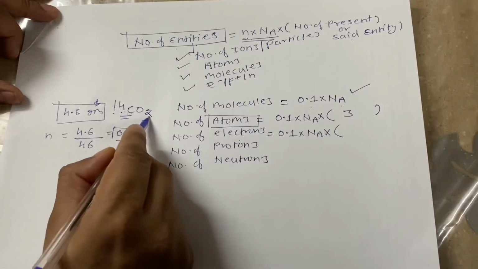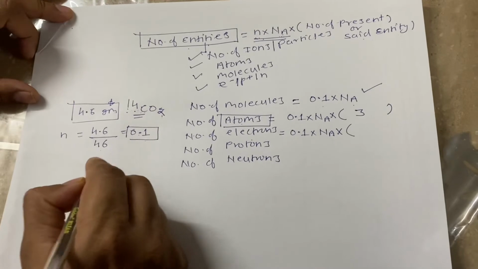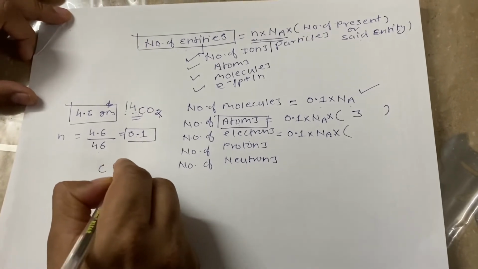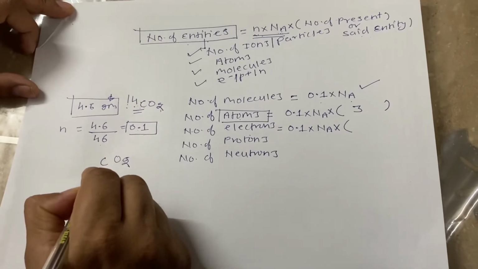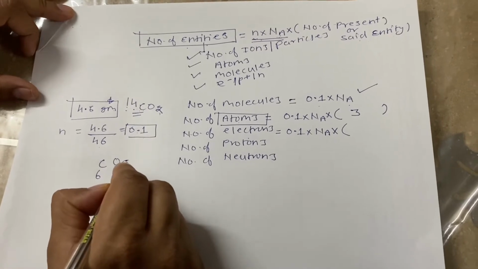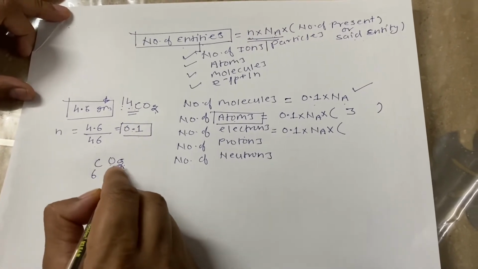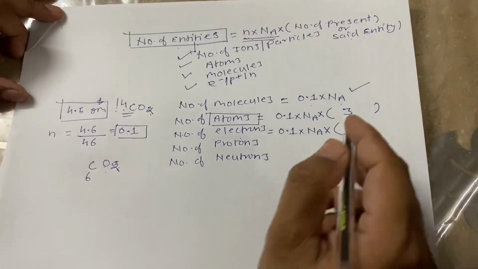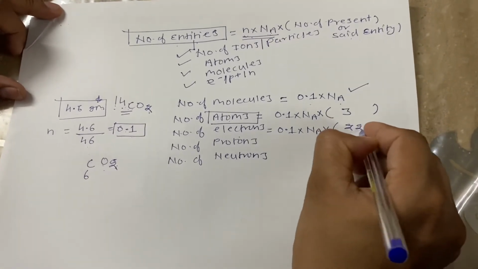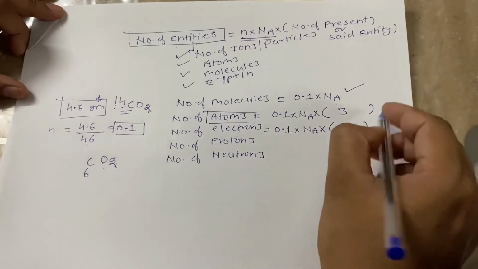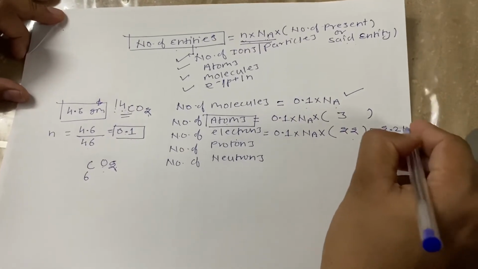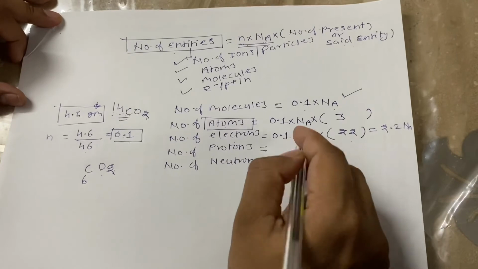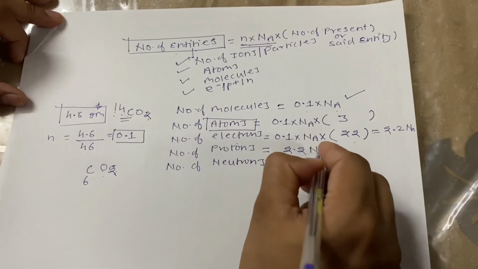Now the number of electrons is to be calculated. So 0.1 into Na as per the formula. Definitely in CO2, the number of electrons in carbon is 6 and the number of electrons in oxygen will be 16, 8 in each. So 16 plus 6 will be equal to 22. So we can multiply this and the answer will be 2.2 Na. Now the number of protons will be the same as the number of electrons, which is 2.2 Na.